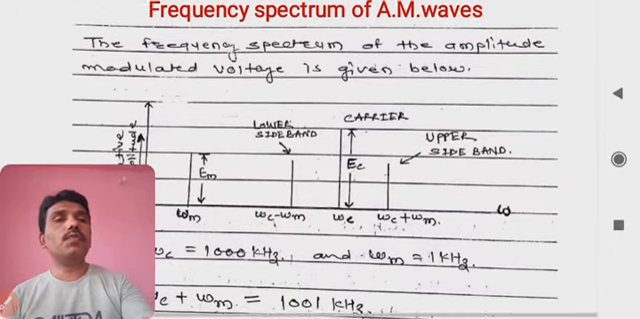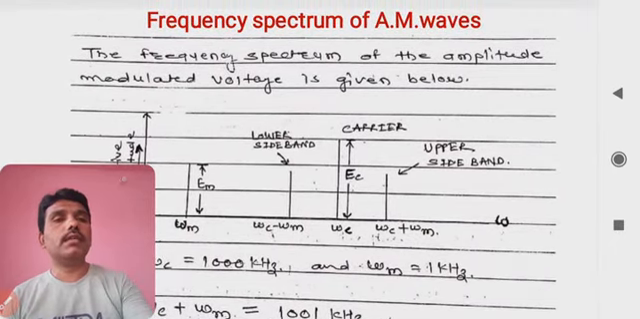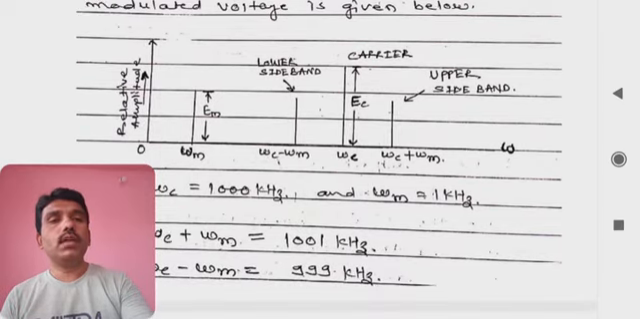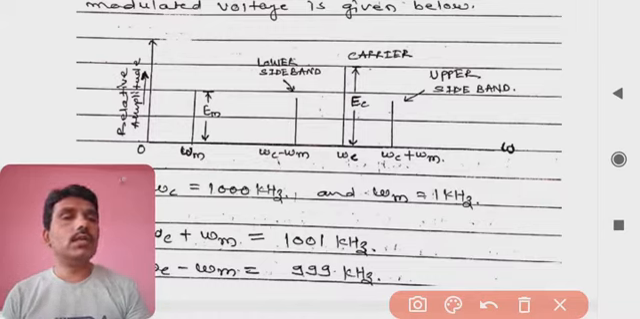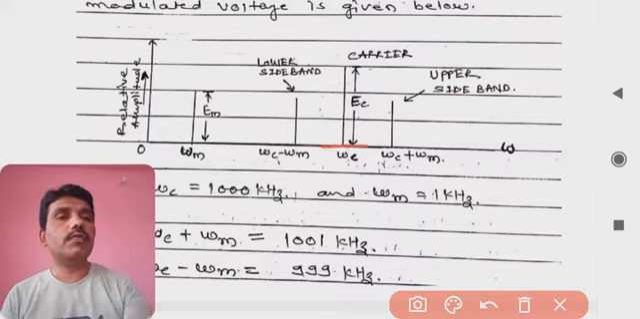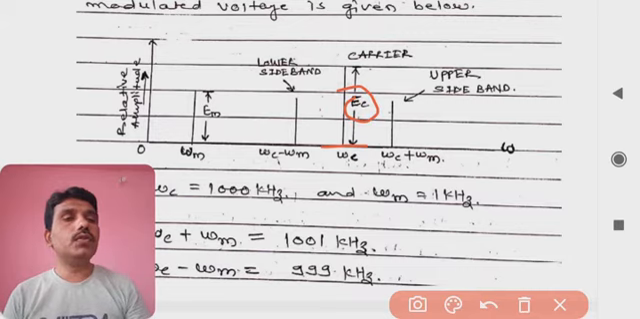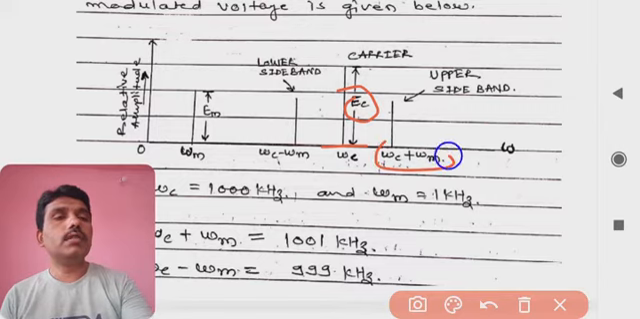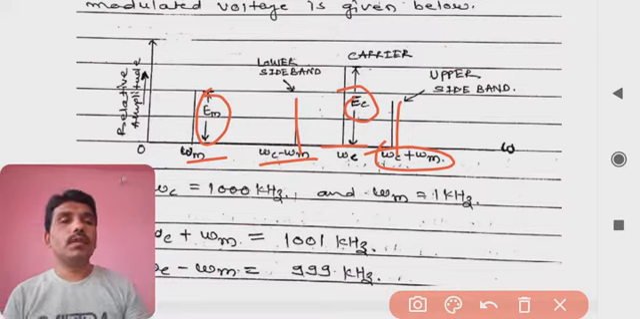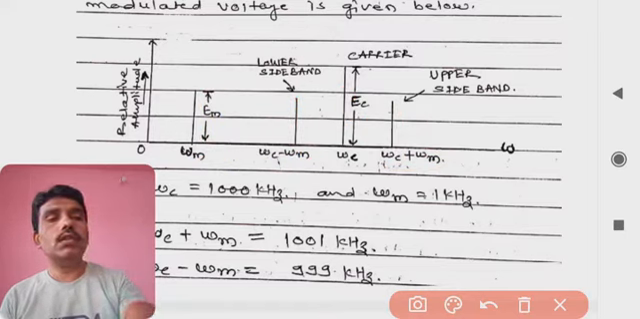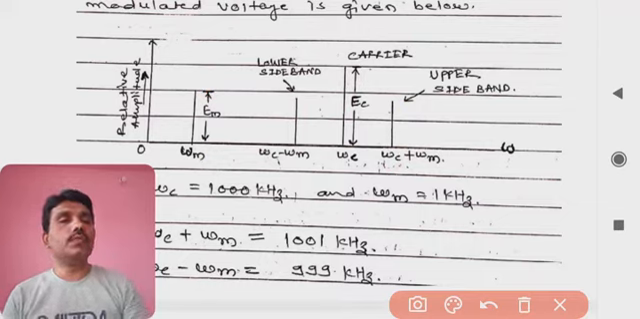The frequency spectrum of amplitude modulated waves is given in this fashion, showing the relative amplitudes. Ec is the carrier amplitude and ωc is the carrier frequency. The upper sideband is ωc+ωm, and on the other side the lower sideband is ωc-ωm, where ωm is the frequency of the modulating wave and ωc is the frequency of the carrier wave.